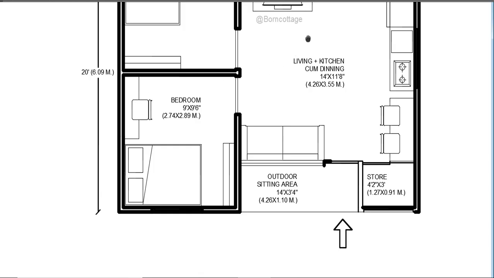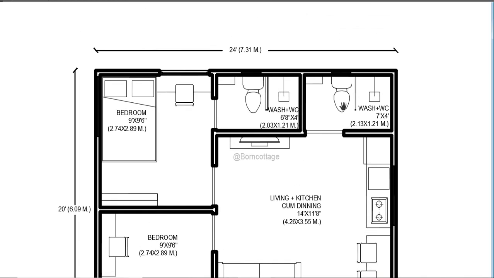And after that we will go inside, so we have a common use washroom plus water closet on the right side. You can see here the wash basin, water closet and the shower area, and we have a ventilator for ventilation of this washroom. And on the left side we have bedroom number 2 here.